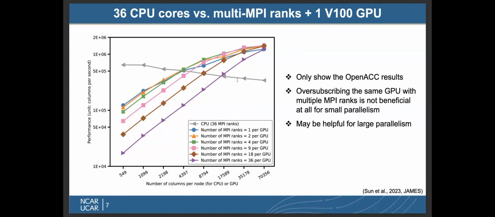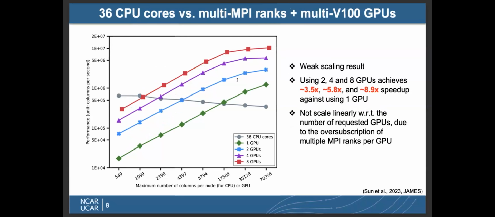So this benefit may be observed when we have sufficiently large parallelism. But on the other hand, when we compare to the CPU performance, no matter which configuration we are using, GPU computing can still outperform at some point. And the issue of oversubscribing the same GPU with multiple MPI ranks could be mitigated to some extent if we have multiple GPUs per node. That's the case on Casper.